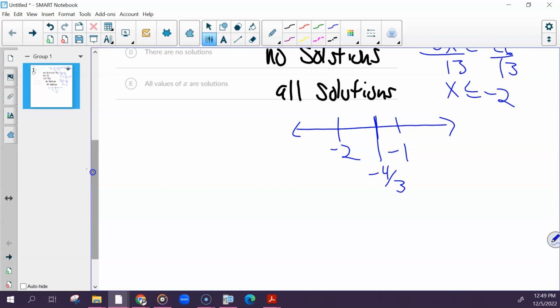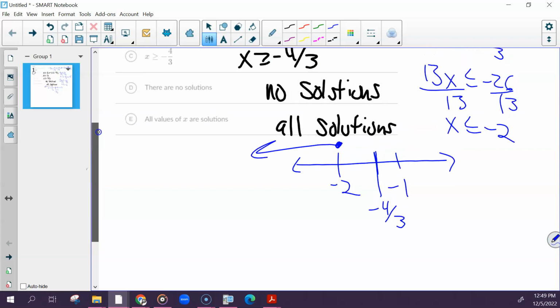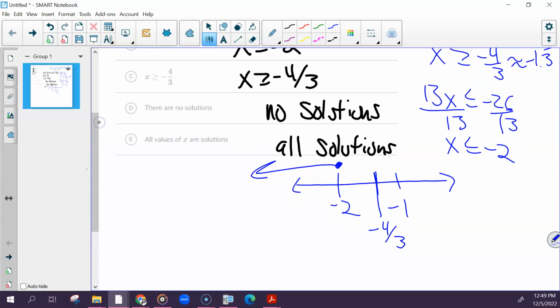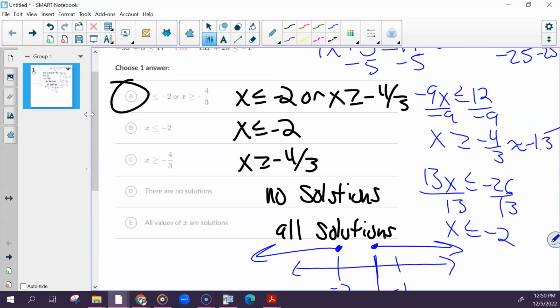So we have x is less than or equal to negative 2, closed circle going to the left. And then x is greater than or equal to negative 4/3. Again, a closed circle, but going to the right. Reading it left to right, we have everything less than negative 2, or everything greater than or equal to negative 4/3. So A is the only one that works for that one.